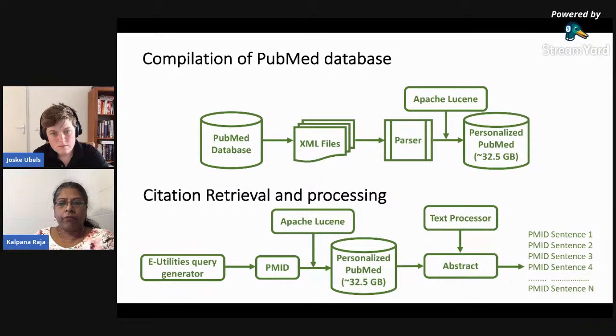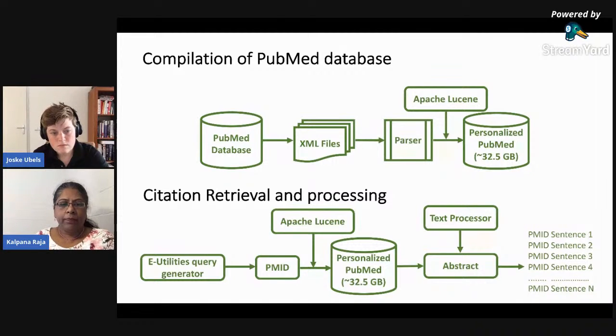There are several softwares. The most common one is Apache Lucene. Apache Lucene indexes and compresses, then it builds the personalized PubMed. The personalized PubMed can be carried in the laptop, around 33 gigabytes in size. Once we have this, we can just query the personalized PubMed for all our text mining research.